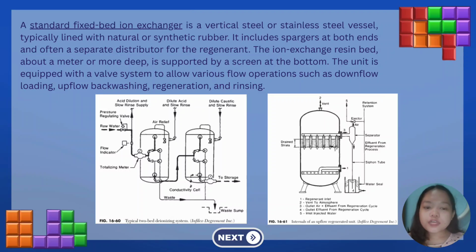The mixture then goes through a separator which splits the liquid and air. A retention system ensures only treated fluid exits. Drained resin layers are shown at the bottom, and various outlet pipes are labeled to discharge effluent depending on the stage of the cycle. This type of system is especially useful in high-purity water systems or where resin cleaning must be more thorough.